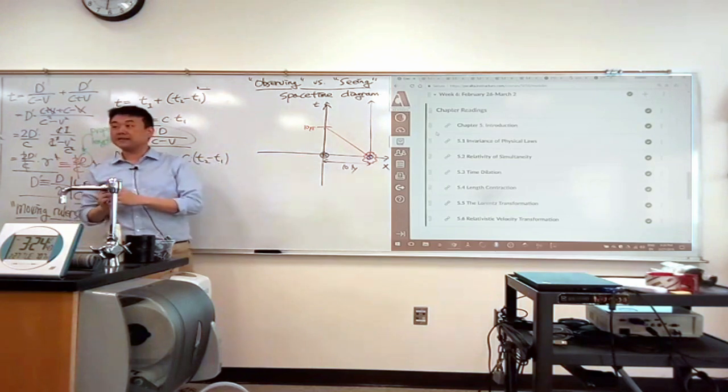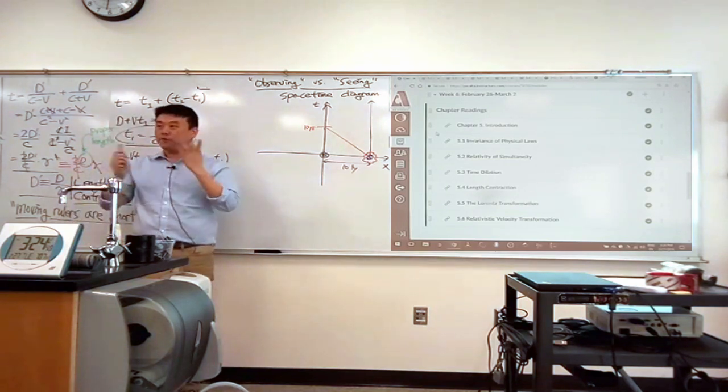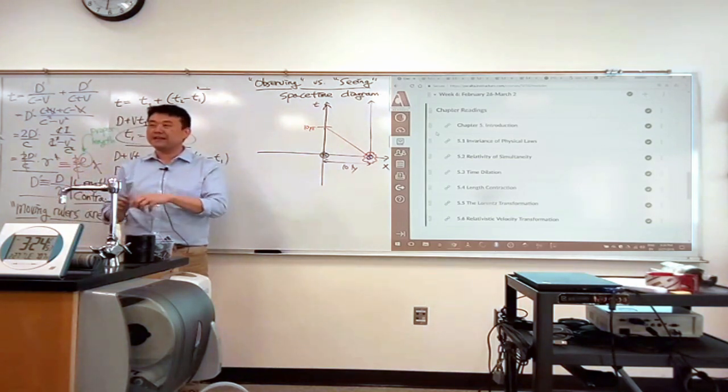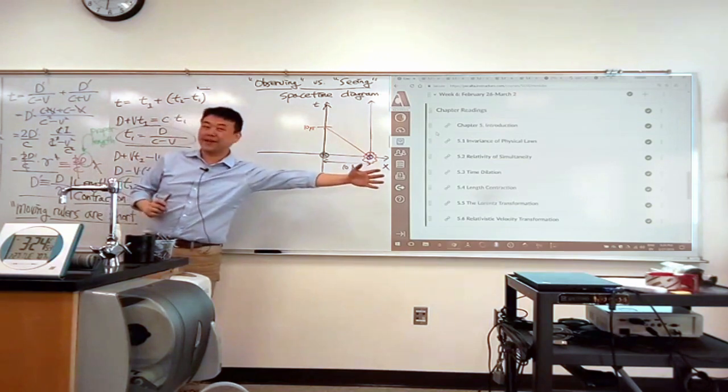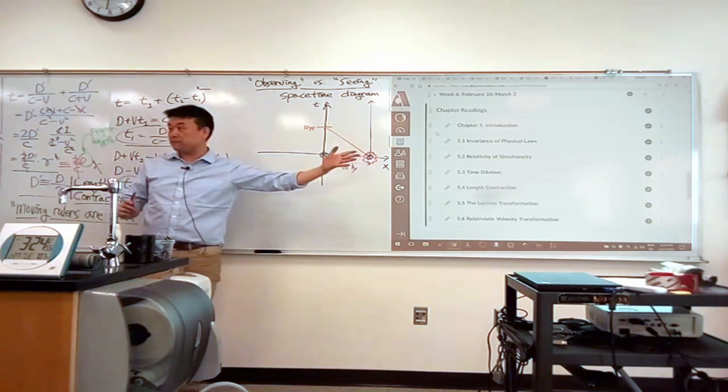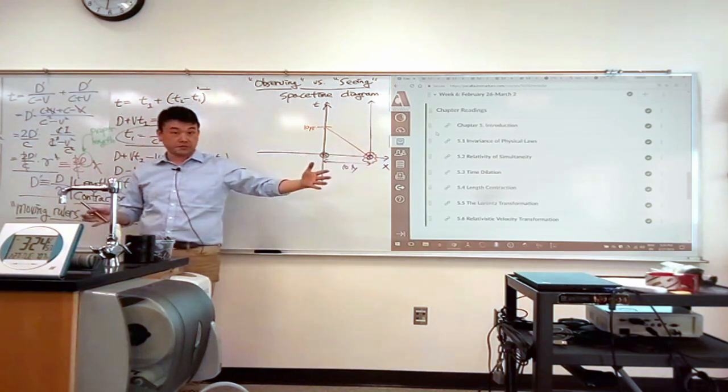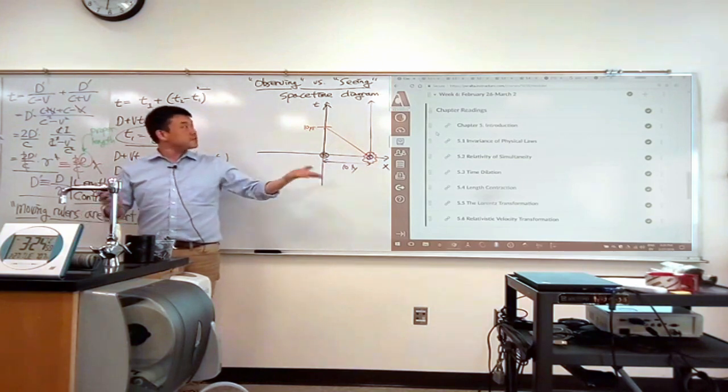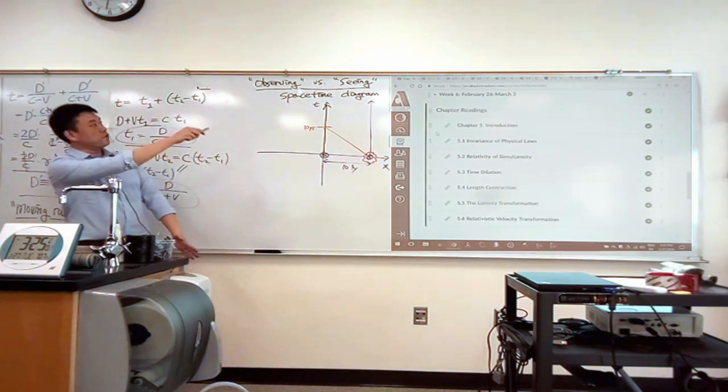So that's why I can say, when I say observe the light right now, no, it does have to wait 10 years for me to actually make that observation, draw that reconstructed picture. So that's the sense in which we are going to use the word observe.